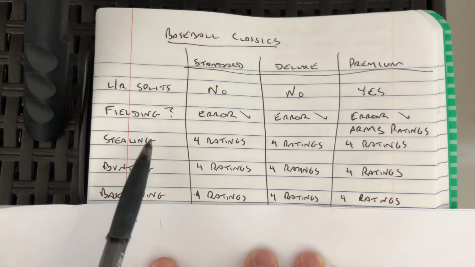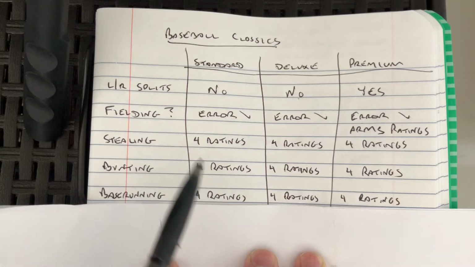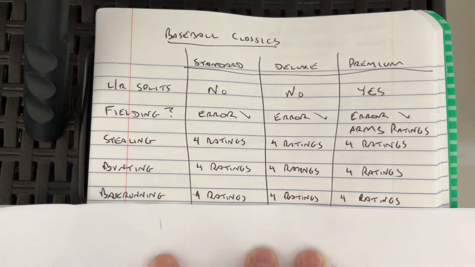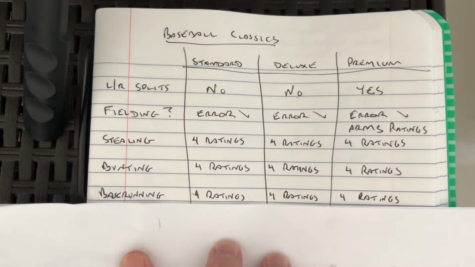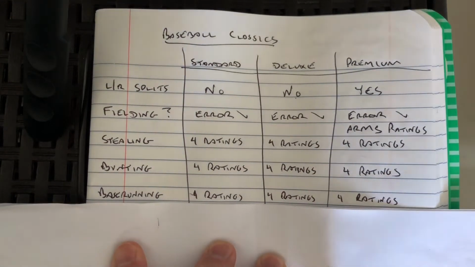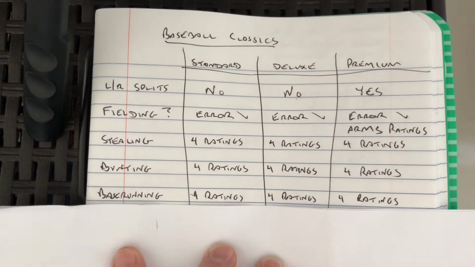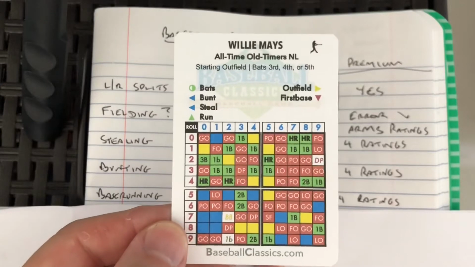They are different than the stealing ratings, so they are all color coded. The fielding, the stealing, the bunting, and the base running are all color coded, but they are not the same. So in other words, if you have an average stealing player, he would have a different base running card. And so I'll show you this as an example.